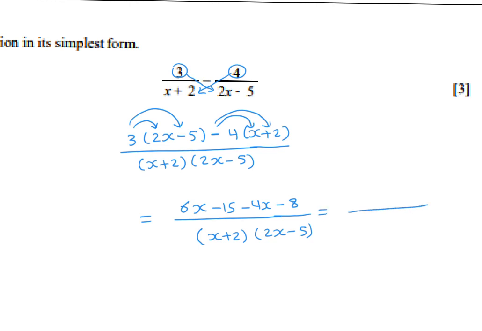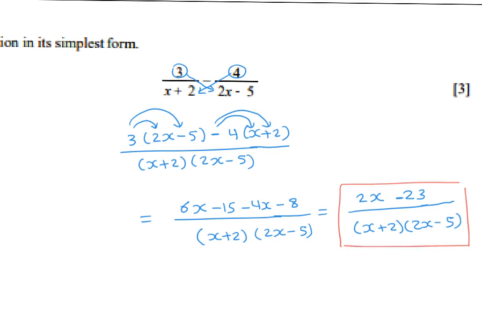Now simplify, combine the like terms. 6x minus 4x, 2x. Negative 15 and negative 8, negative 23, over the same denominator. You don't need to multiply the numerator. That's it. So we wrote the two fractions as a single fraction.